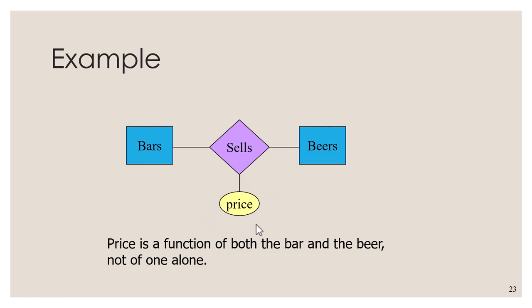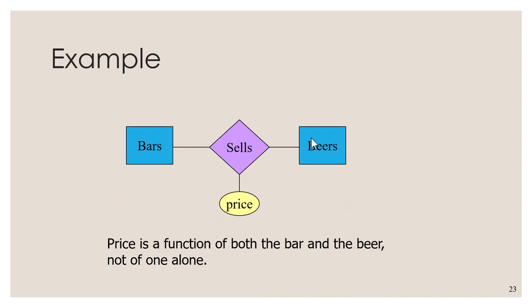This price is a function of both the bar and the beer. It's not alone, right? This bar. If we had price as an attribute of bars, it would not really be accurate or useful, because what is this price for? I'm sure each bar sells many different types of beers and they're all different prices, right? So it's not really useful or accurate to have price here for bars.